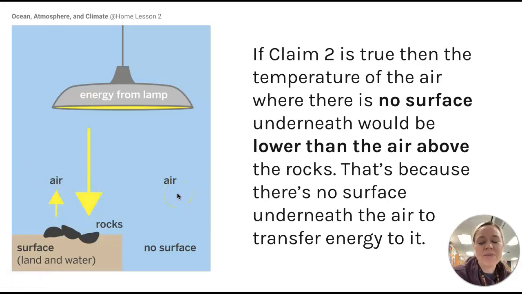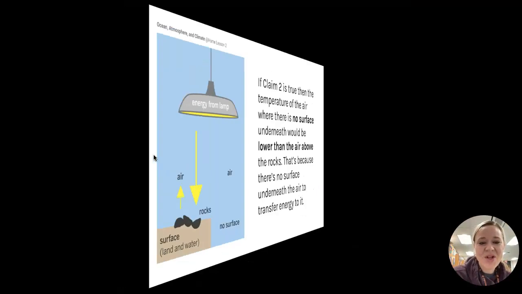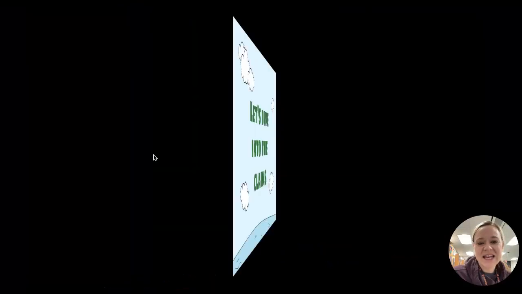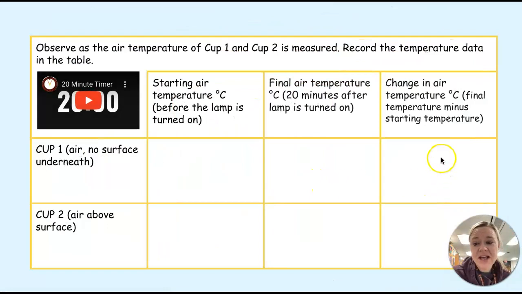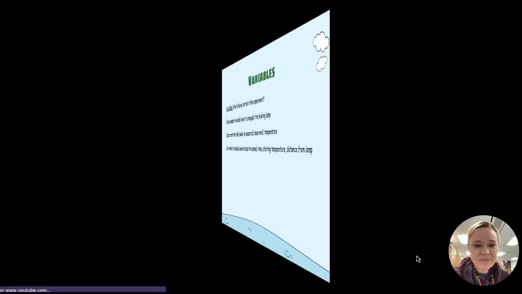So remember that once we get into our data table, we will see that if claim number 1 is correct, then we will have no change here. So this would be 0. If claim number 2 is correct, then we would have a change here, and we would know if there is some sort of energy change.